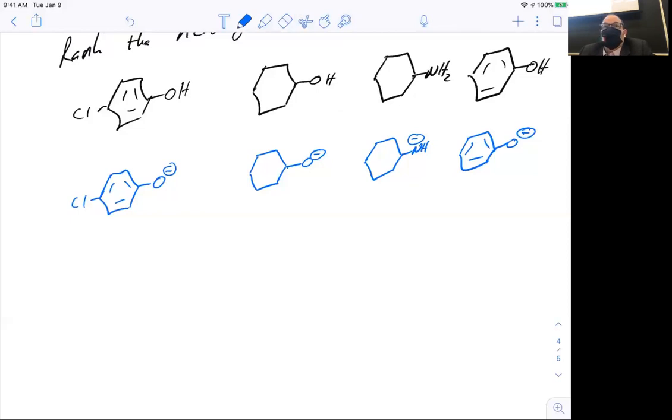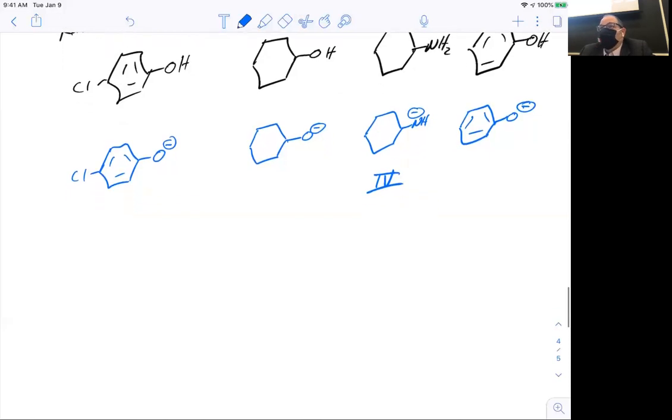From that, can we decipher any ranking? Well, the nitrogen negative should be lower than the oxygen negatives, right? So I can put that one as 4. Then I have oxygen negative, oxygen negative, oxygen negative. Do we have resonance? Yes, 2 of those have resonance. So if this one is isolated and I have 2 that have resonance, then this one becomes the third most acidic.